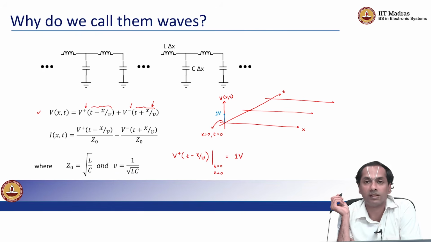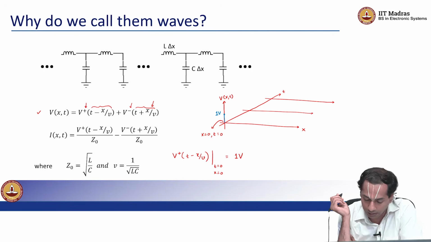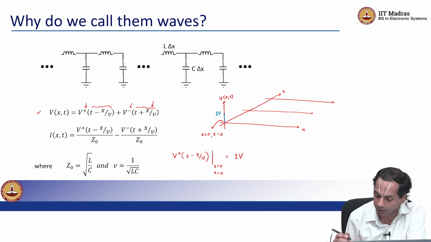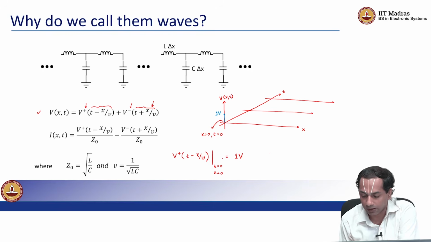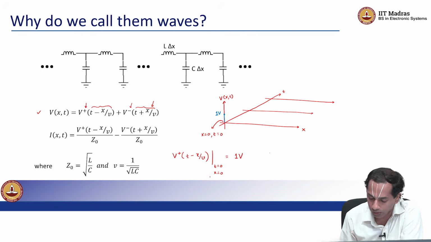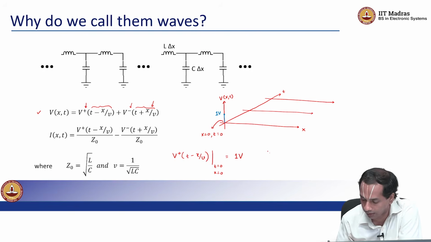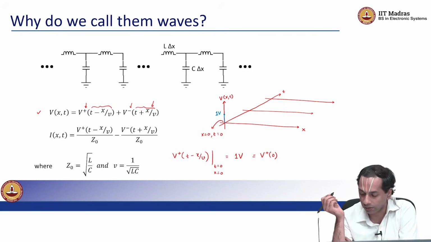So now say for example at a distance, say capital or small l. Remember that V plus of t minus x by v at t equals 0 and x equals 0 is 1 volt. For all other x's, the voltage is 0. So now if I were to put x equal to some small l, this is to say that V plus of 0 is 1 volt.